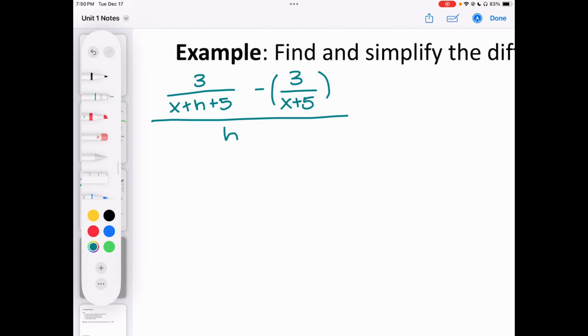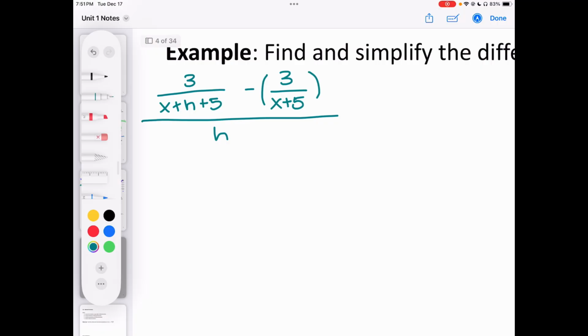Okay. So we remember from college algebra, we need to get a common denominator. So that tells me my left fraction needs to be multiplied by x plus 5. My right fraction needs to be multiplied by x plus h plus 5. So let's go ahead and do that.